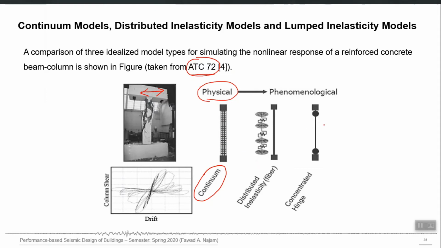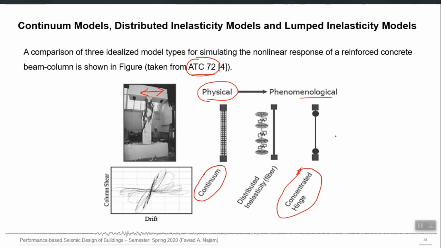Then there can be, on the other extreme, phenomenological models, and one example is the concentrated hinge model. Concentrated hinge model says that instead of discretizing our whole element into very small finite elements, and instead of simulating the inelastic effect right at the most fundamental level, why not we lump the nonlinear action only at certain locations, and in between those locations we assume a linear elastic behavior.